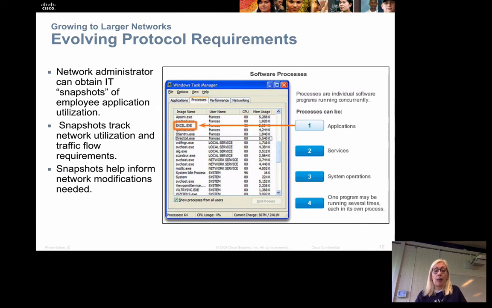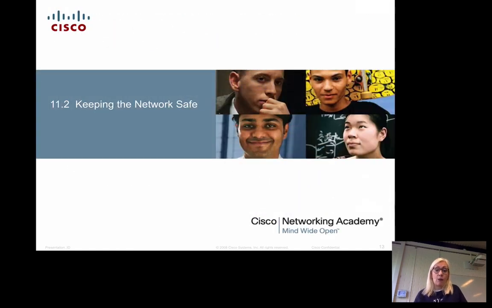So we need to have some kind of a snapshot, and we can do that in many different ways. There are programs that can do it for us, or we can just do it ourselves with very simple tools like the software processes in our computer, but also just normal ping or trace to find out how the network is at the moment.